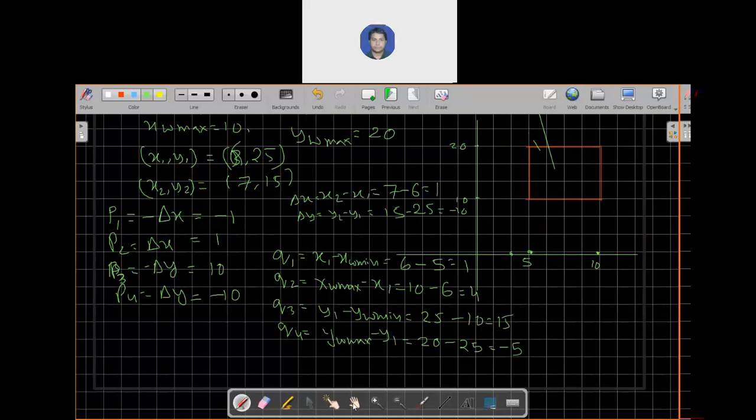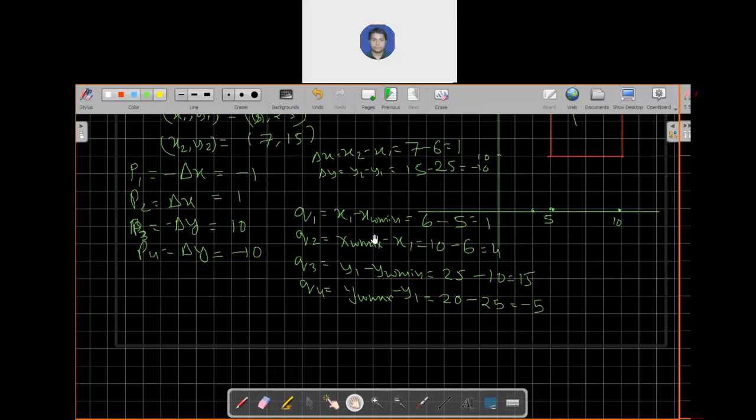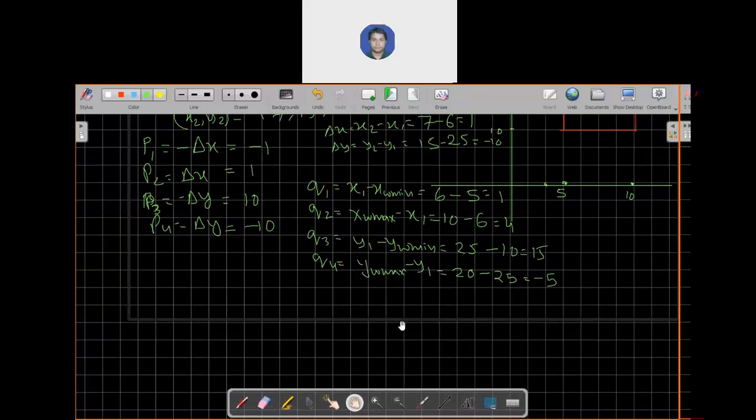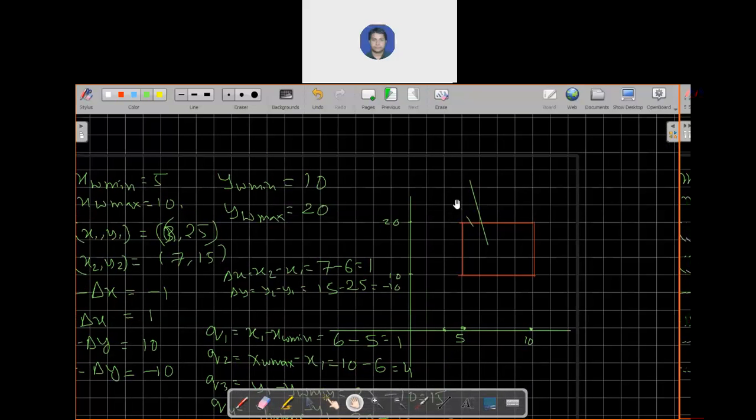Okay, so we have to find the values of p and q. After finding the values of p and q, first check if any value is 0. No, so this line is not parallel to any boundaries. For p1 and p4, it is negative. Negative means at this point you are entering into the region. For p1, this line is entering, and for p4, the top boundary is entering, so for these boundaries it enters into your clip window, and positive means it is exiting.